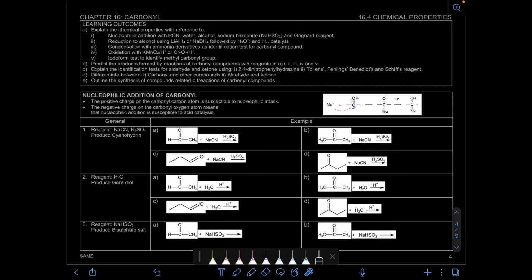Assalamualaikum and hello everyone. In this video, we're going to look at the chemical properties of carbonyl. So we're going to look at the nucleophilic addition, reduction and oxidation of carbonyl. Okay, so let's look here.